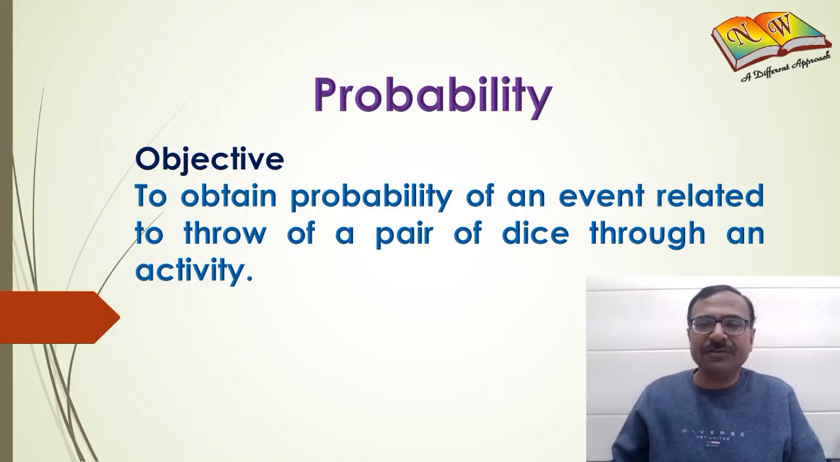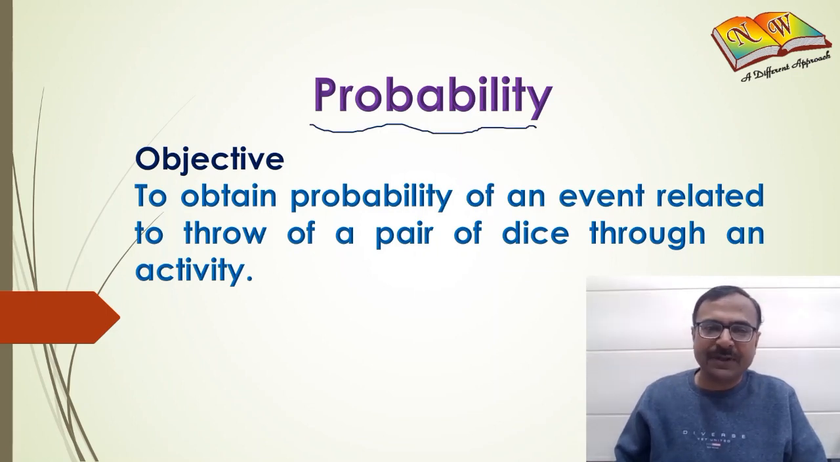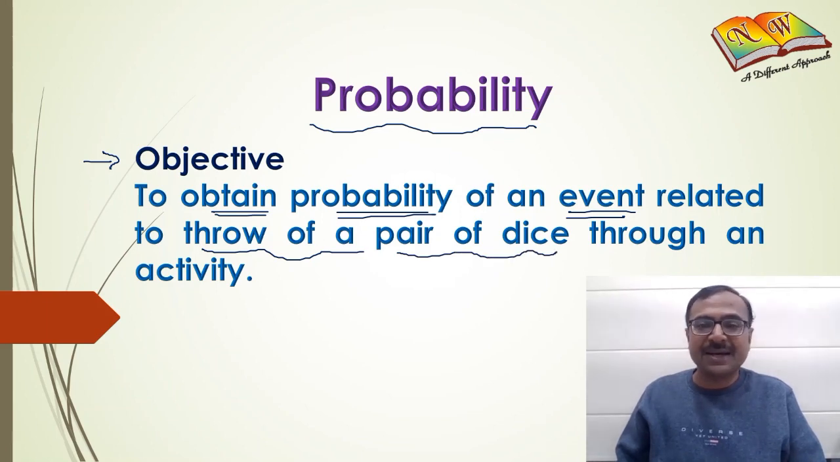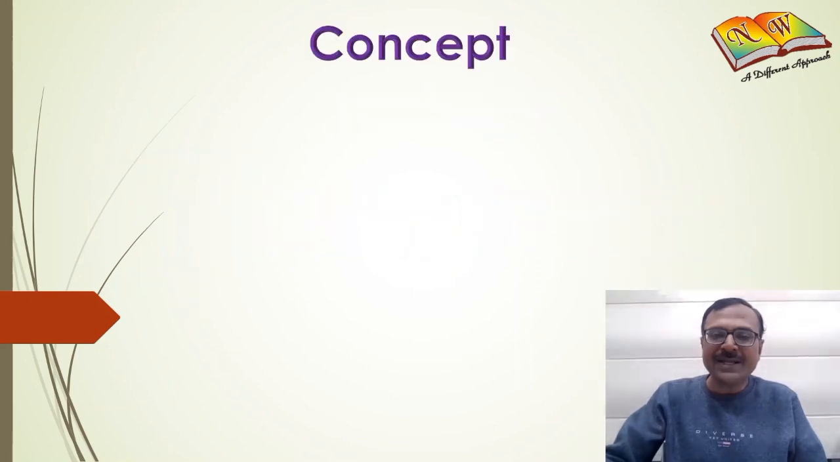In this activity, we'll be taking up probability. The objective of this activity is to obtain the probability of an event which is related to throw of a pair of dice, and that we will be doing through an activity. Let's see the concept in hand first.